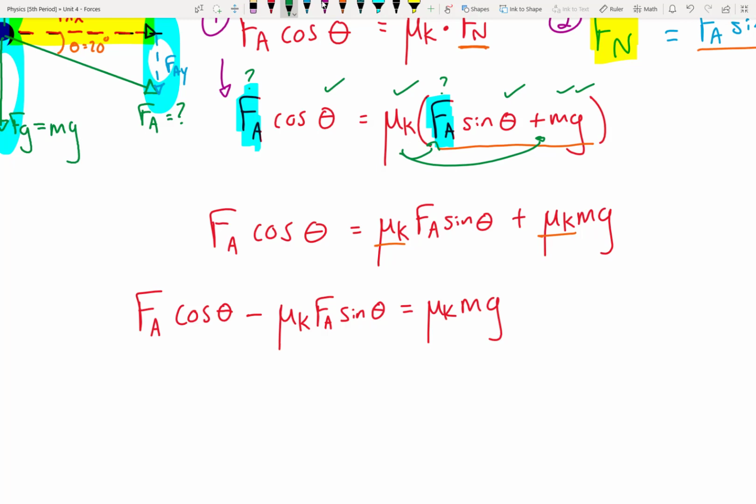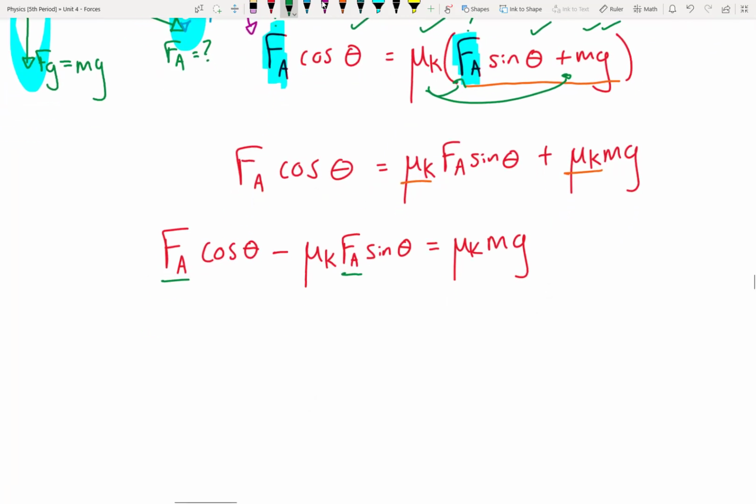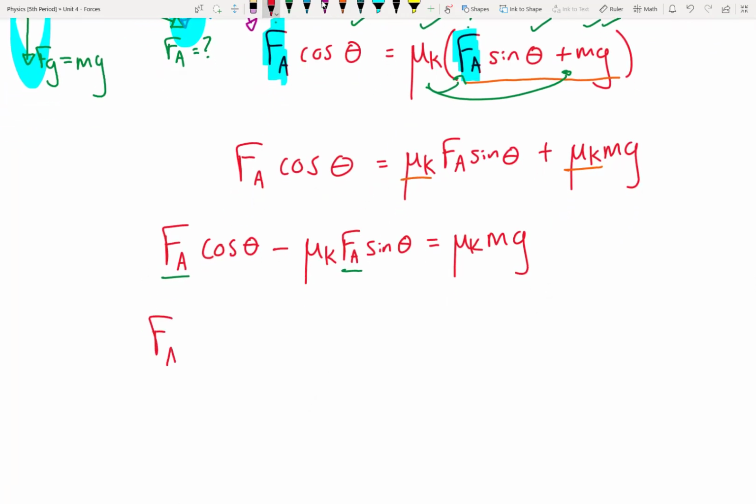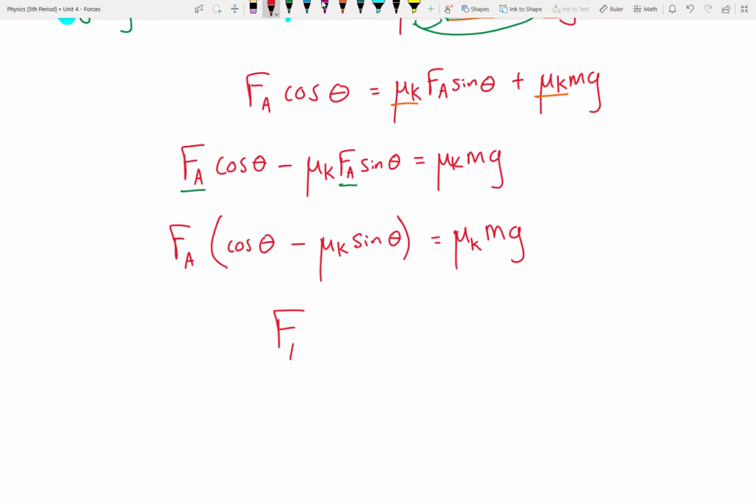And then I see I got Fa here. I'm going to factor so I can get it by itself. So I got Fa times cosine theta minus, now this other Fa's come out, so I'm just left with mu k sine theta. Gotta be real careful with my plus and minus signs there. Equals mu k mg. Make sure it looks like k is a subscript here. Mu k times mg. There we go. Okay, so now we can just get Fa by itself entirely.